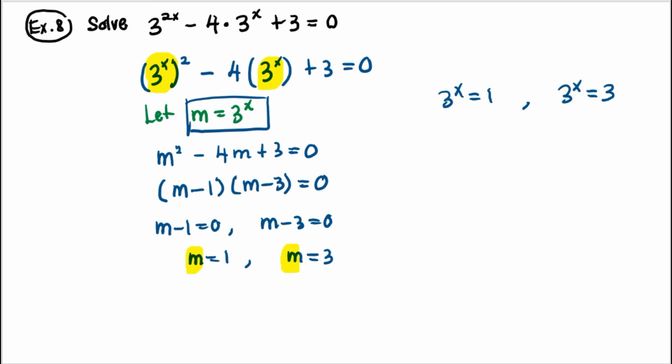But now, in this case you have to solve for the variable x. So 3 to the power of x, how do I make 1 as the base 3? So 3 to the power of what number will become 1? Of course 3 to the power of 0. For this case, 3 to the power of x, of course this one is 3 to the power of 1. So in this case we can compare the index. We have x which is equal to 0, or x which is equal to 1.